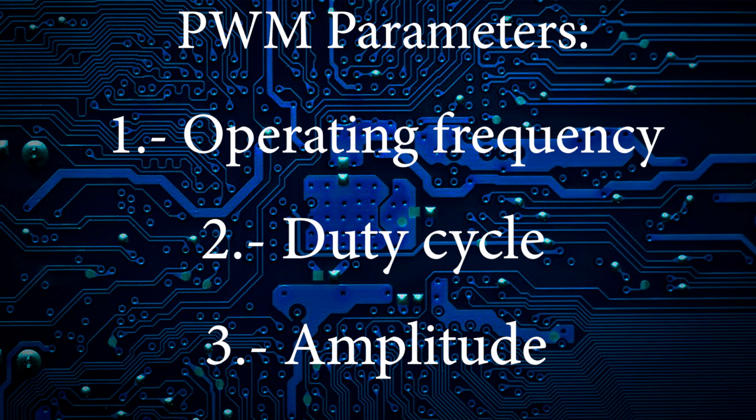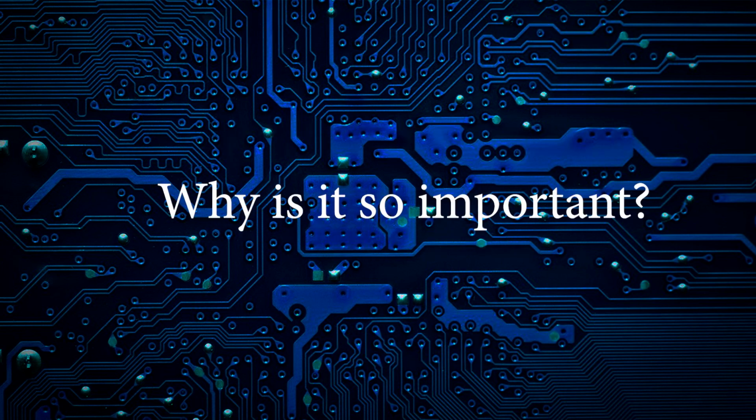Then we have the amplitude, which is the voltage of the signal. The amplitude determines the effective voltage, where we multiply the amplitude times the duty cycle. If we have an amplitude of 5 volts and a duty cycle of 50%, then we have an effective voltage of 2.5 volts. Why did PWM become so important?